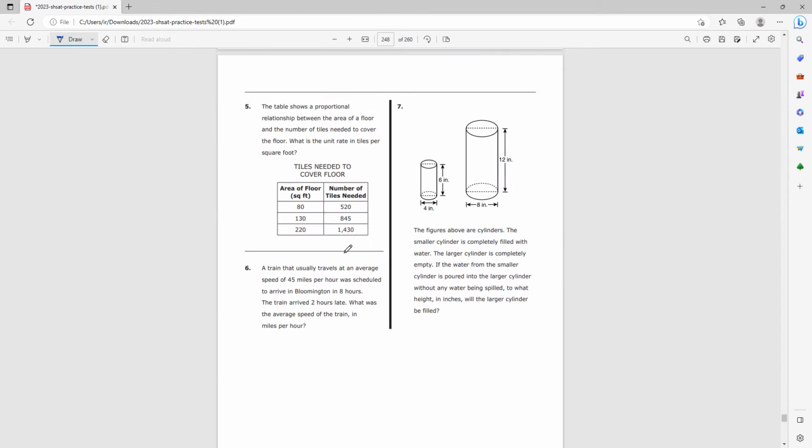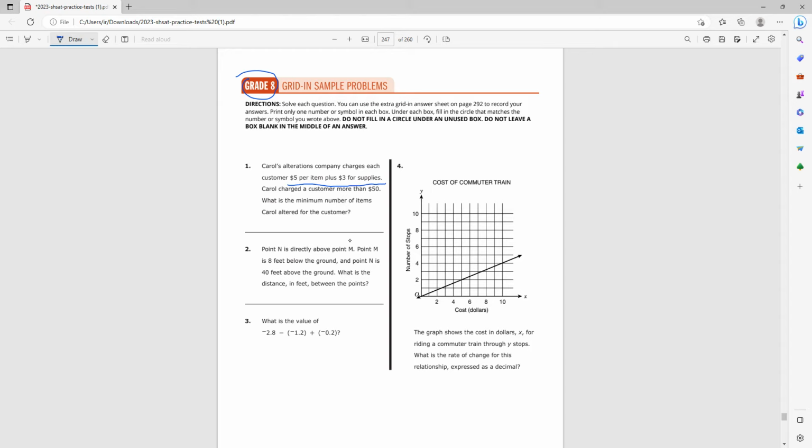Number 1 says that Carol's Alteration Company charges each customer $5 per item plus $3 for supplies. Carol charged the customer more than $50. What is the minimum number of items that Carol altered for the customer, right? So Carol charged the customer more than $50. What does that mean? That means that the total cost of their order has to be greater than 50, right? So knowing that, I would write an equation to find C, the total cost, right?